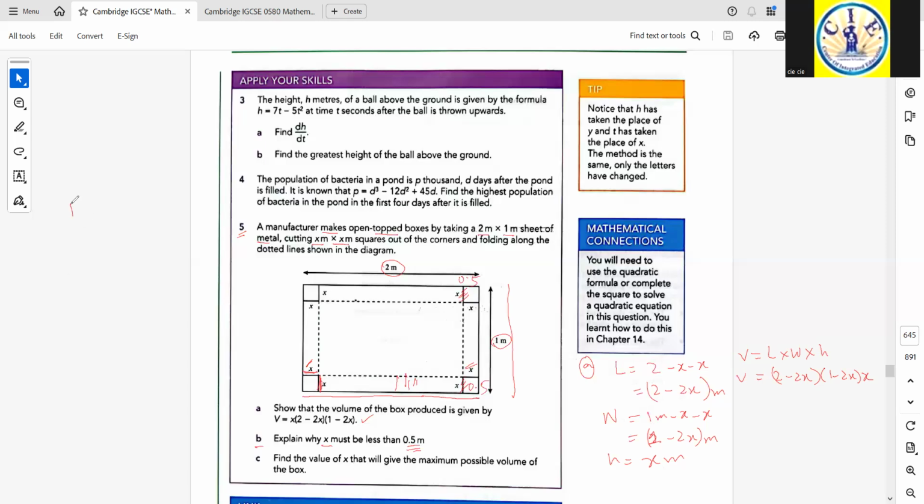So for part B, we can write down: the width is equal to 1 meter, and we are cutting x plus x, that is 2x, from it. So x must be less than 0.5 meters.